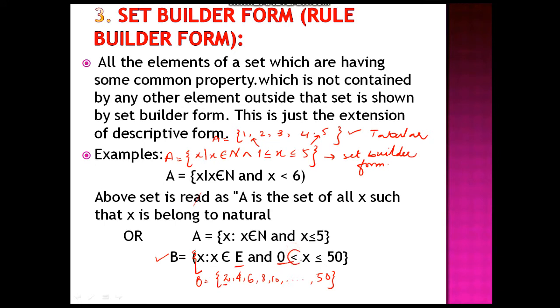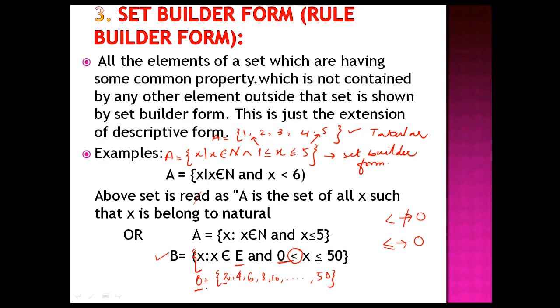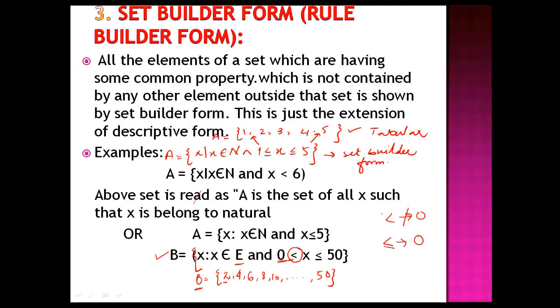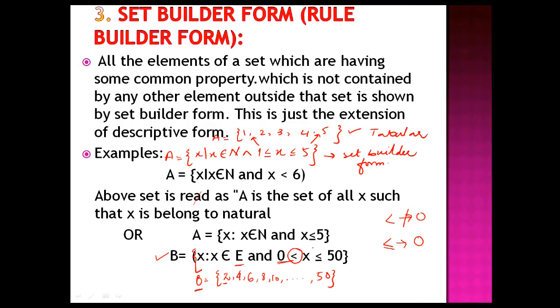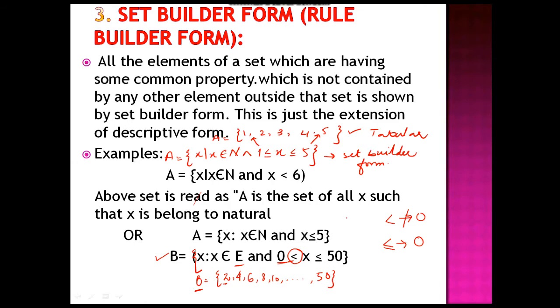Why? Because that sign is just the less than sign. If it were an equal to sign as well, we would have to write down and start from 0. But that sign is just the less than sign, so it means 0 is not included. It starts from the next even number, that is 2, because 1 is not even, so we can't write 1 in set B. That's why we have skipped 0, because 0 is not included over there. So the very next even number after 0 is 2. So we have started from 2.